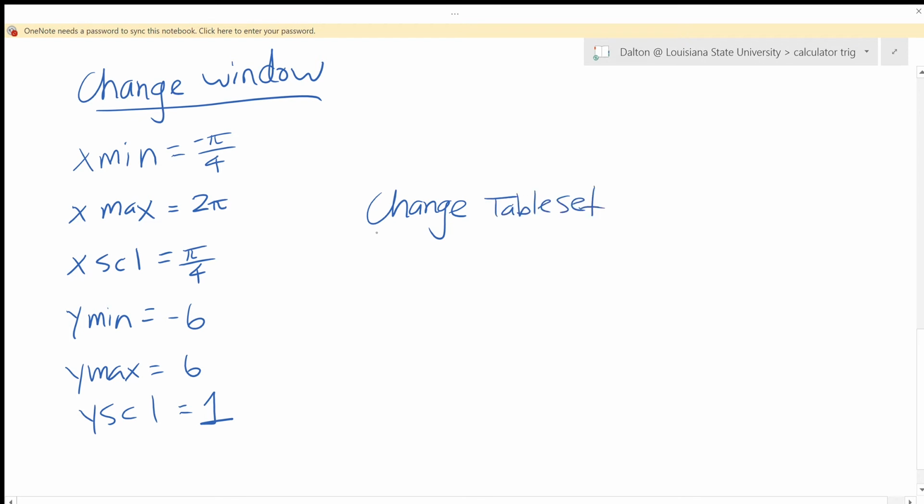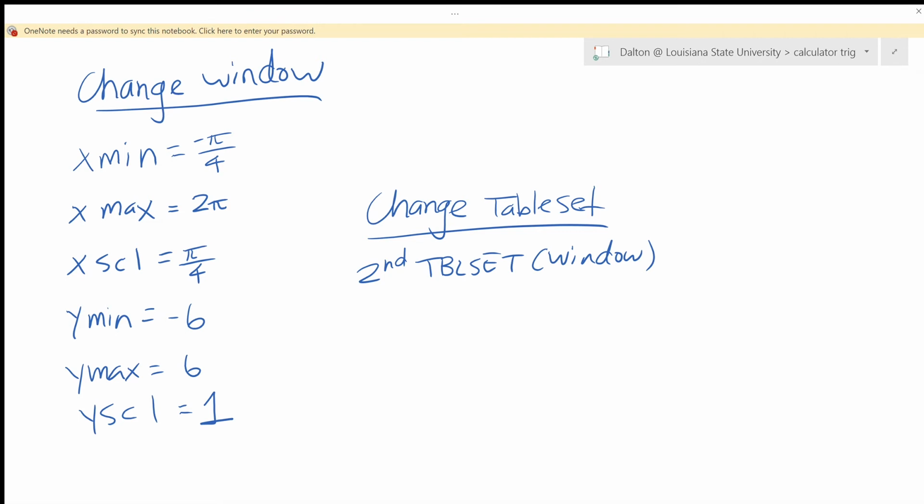Change table set. So the key presses for that, you're going to hit second, and then the table set is just the window button. Just make sure you hit second before. And so you got two things. For table start, that's just where do you want your table to start. It's fine to leave that at 0.